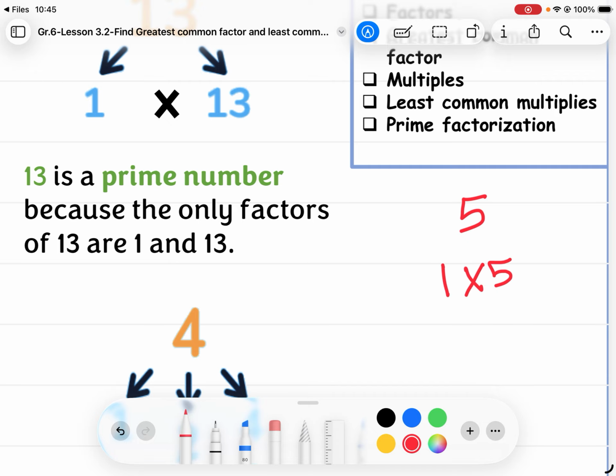So these are the prime numbers. They have only two factors, 1 and themselves. They don't believe in any other number. Okay, they have so much ego.